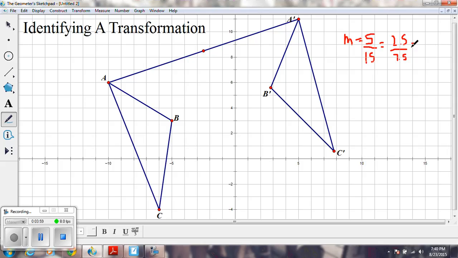So let's reduce 5/15 down to 1/3. And let's do the perpendicular slope to 1/3. The perpendicular slope would be the opposite reciprocal. So I would have negative 3 over 1. Okay. So from my midpoint, I want to go down 3 and right 1.